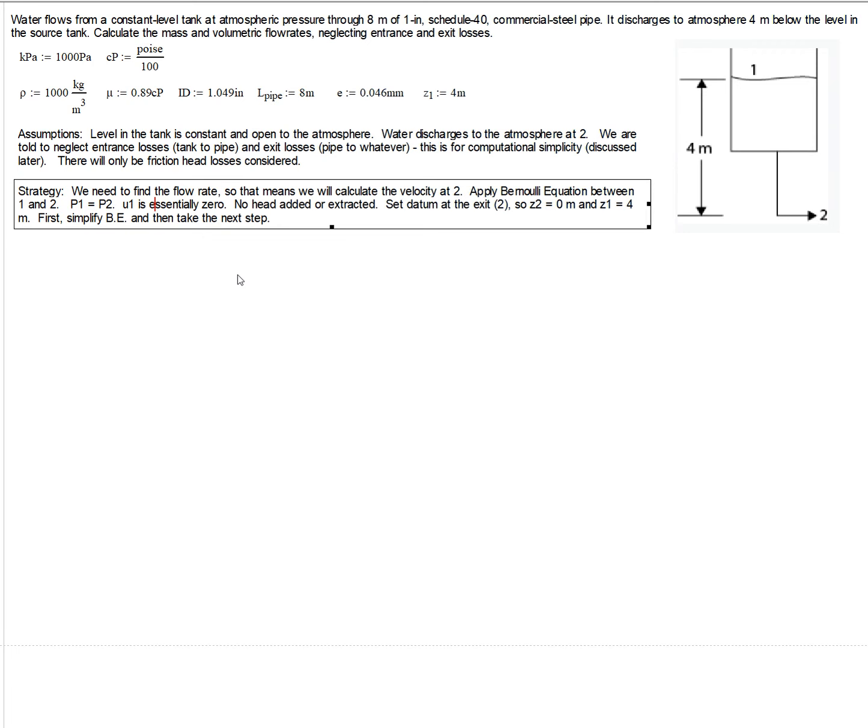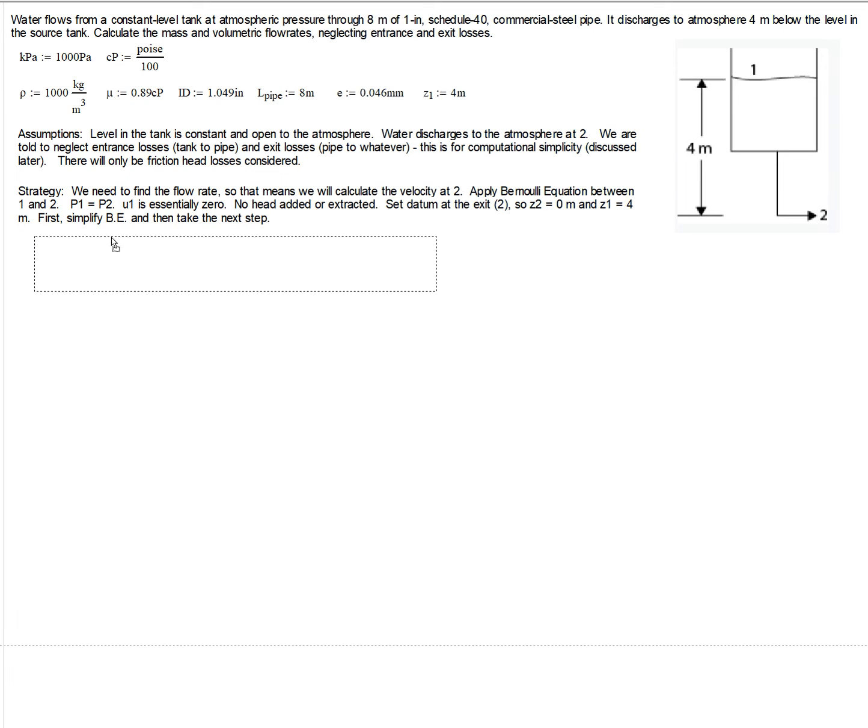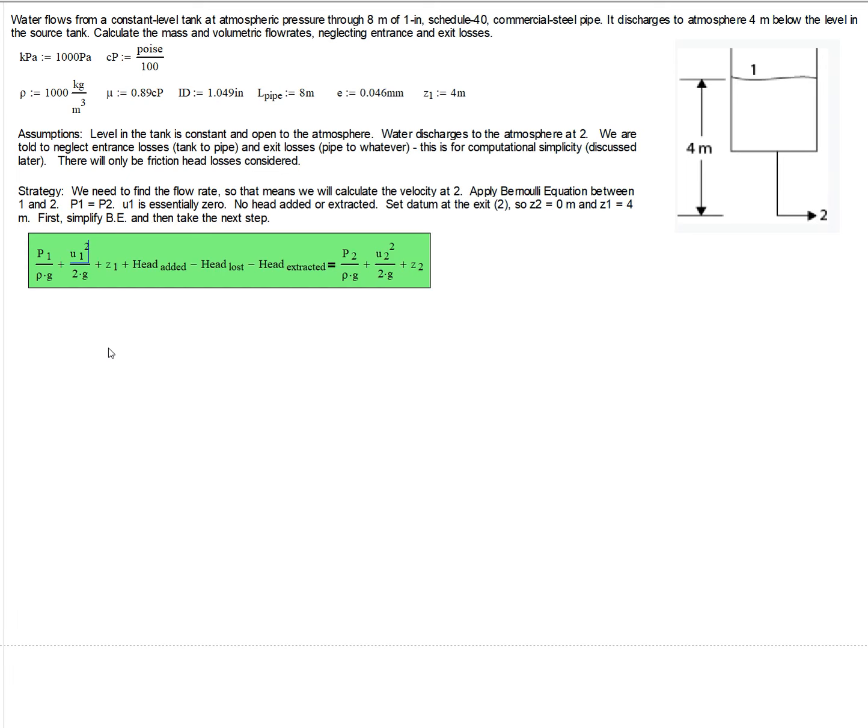So the strategy: what we are asked to find is the flow rate. And so what that means is we need to find the velocity at position 2. So what we can do is apply the Bernoulli equation between position 1 and 2, and we will solve for U2, and then from the linear velocity we can calculate a volumetric and a mass flow rate.